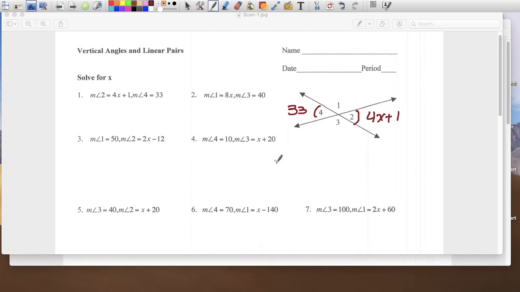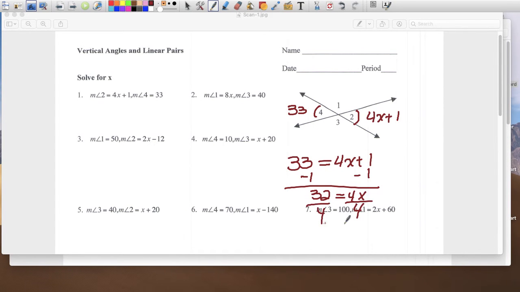So when I set my equation, I can say that this angle is equal to the other angle. You have to set it this way because they're equal to each other. Once that's done, the rest is super easy. Minus 1, minus 1. And you get 32 equals 4x. If you divide both sides by 4, x equals 8.